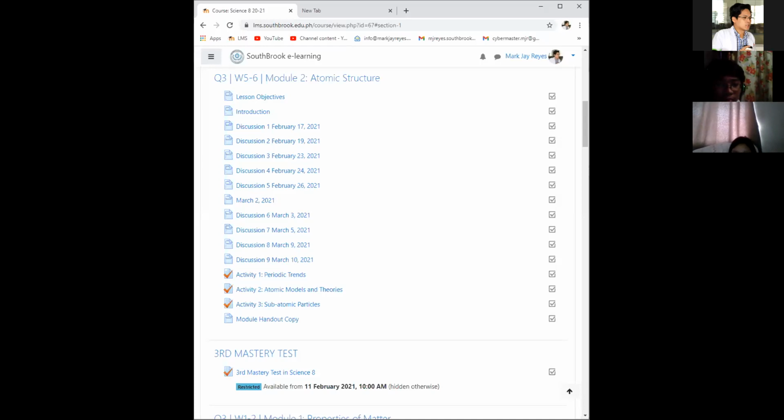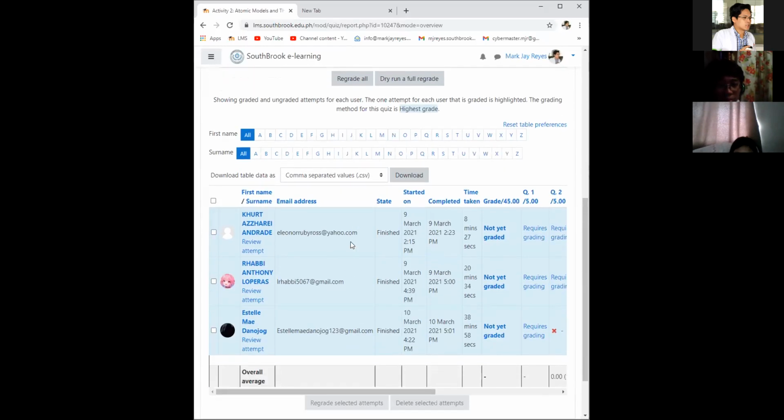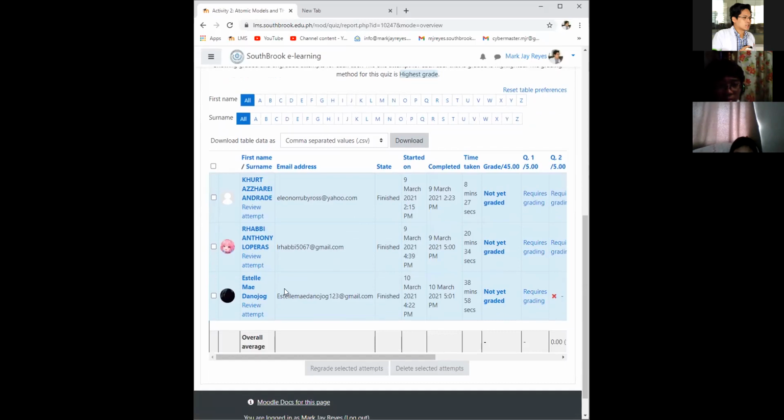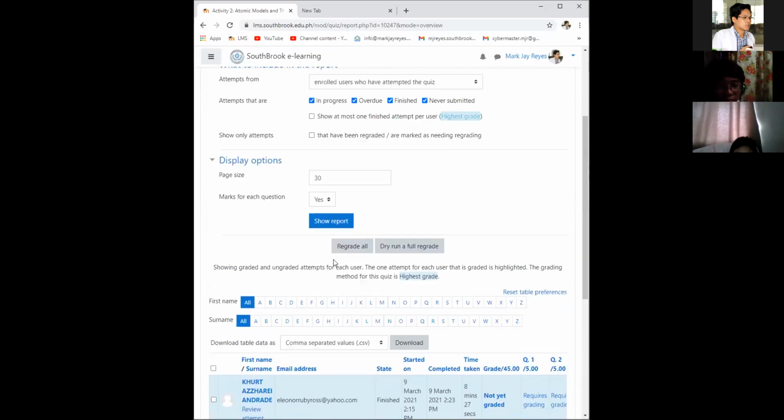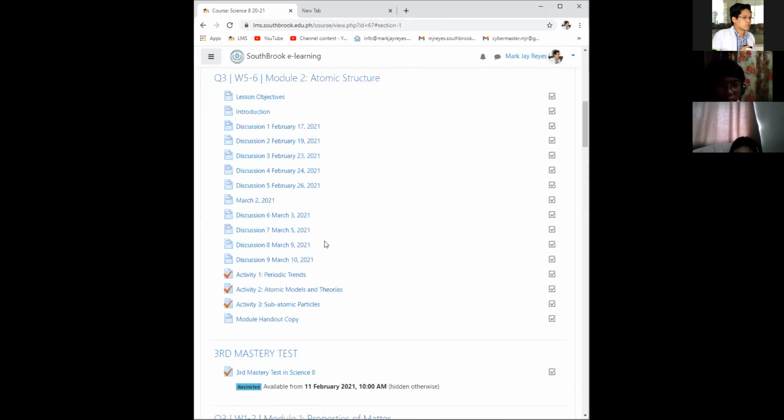We are still in the activity, part of Module 2, your atomic structure. Upon checking the previous activity, I opened it twice already, and there were only 3 attempts. As you can see, it's Rabi, EM, and Andrade. The rest didn't do activity number 2.